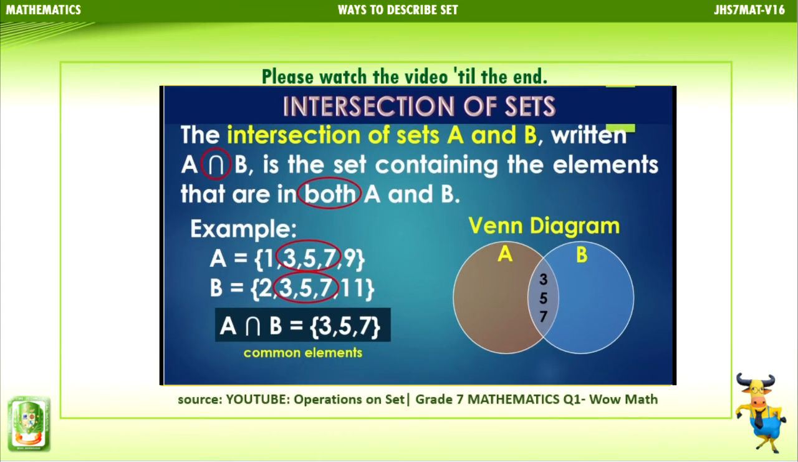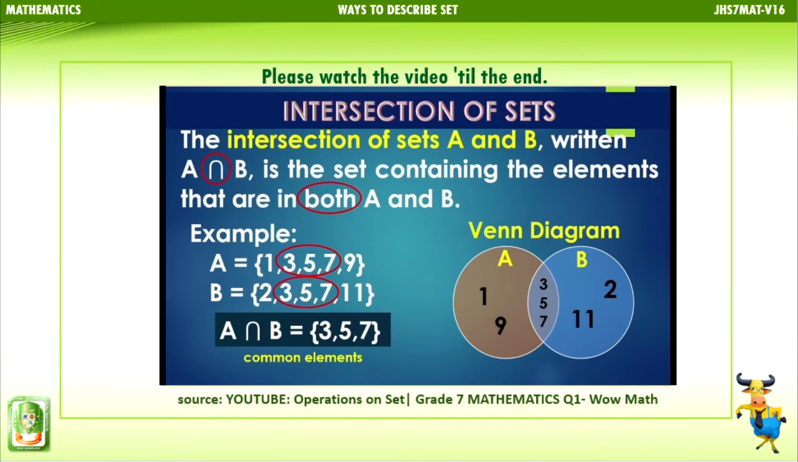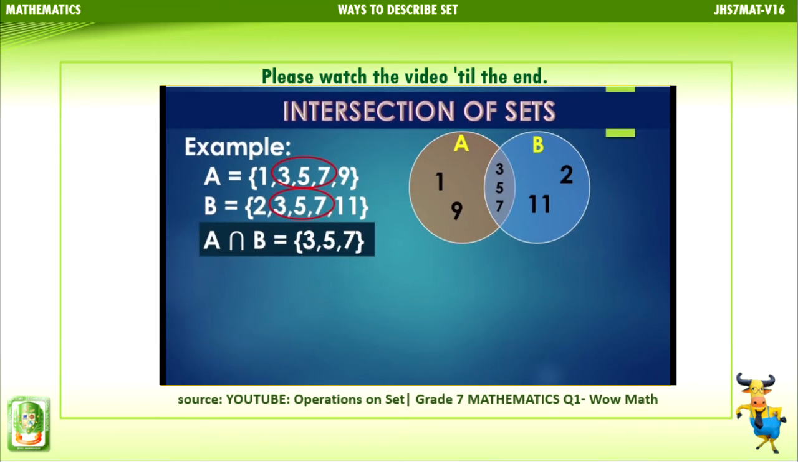Okay. And then, ano yung elements ni A na wala kay B? We have 1 and 9. So, yun ang ilalagay natin kay A. At ang ilalagay naman natin kay B ay 2 and 11. This example also shows that these are joint sets. Okay, bakit natin siya tinawag na joint sets? Kapag meron silang common elements o yung pagkakapareho, ibig sabihin, yung joint set din ang tawag natin sa mga yon.